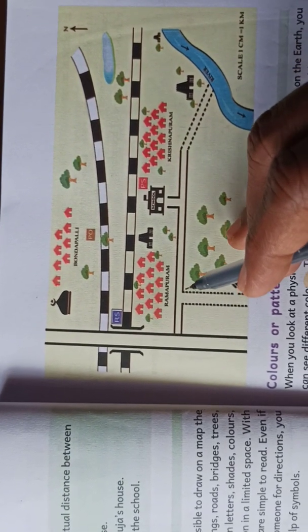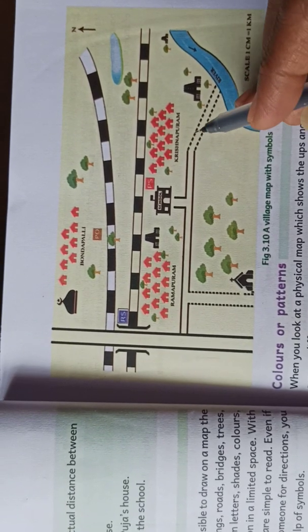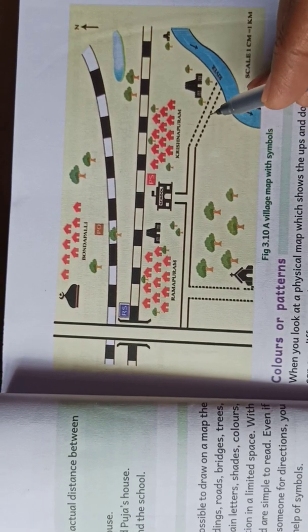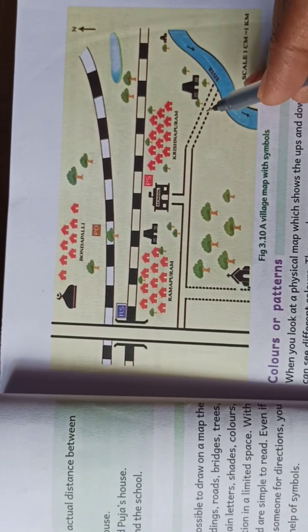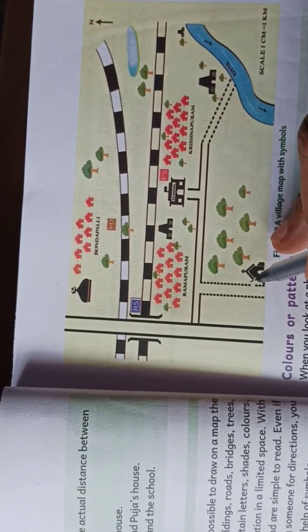Yes, you must observe this symbol. What is the symbol of this? The dots here are the symbol of Kacha road. This is a symbol of Kacha road. Here and here also Kacha road.